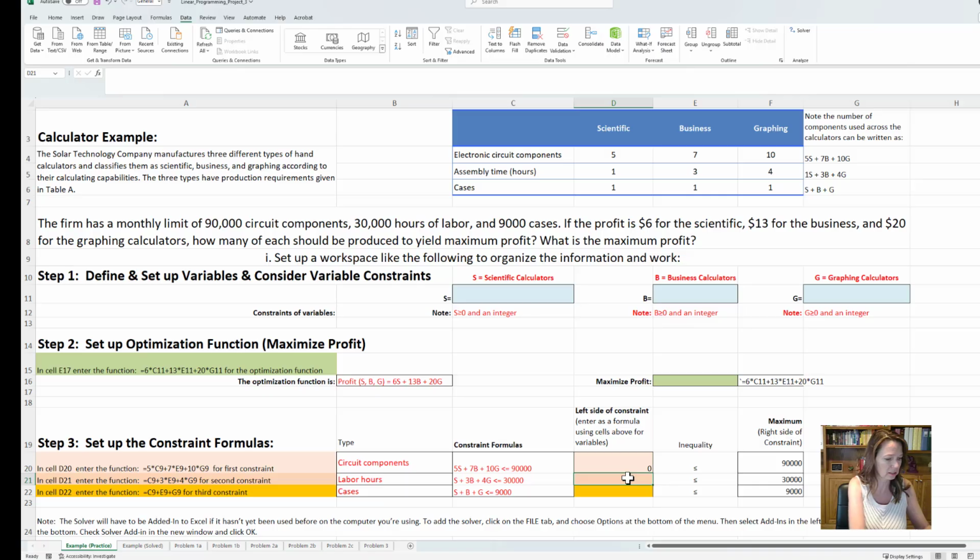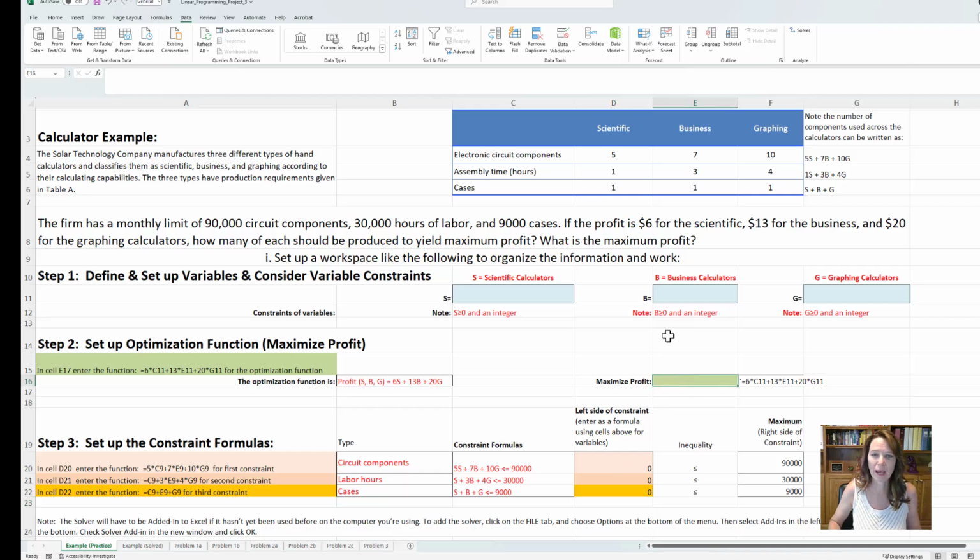Let's do the same for the second orange cell. So I'm going to put equal to, the left-hand side is S, again, location of S cell-wise, plus 3 times the location of your B, and then plus 4 times the cell G. Okay, and that's going to be less than 30,000. And then I'm going to put, for my cases, add those cells together. So equals, and then add the 3 cells together. And that needs to be less than 9,000.